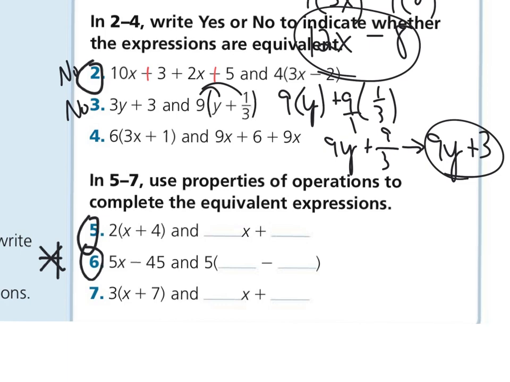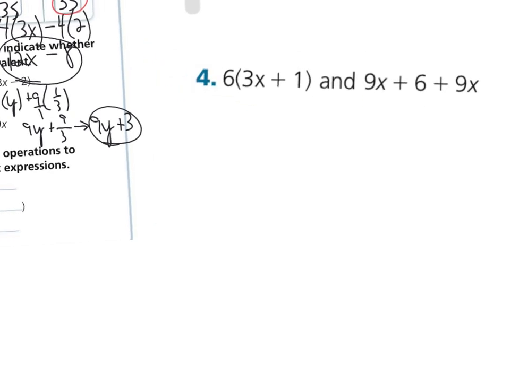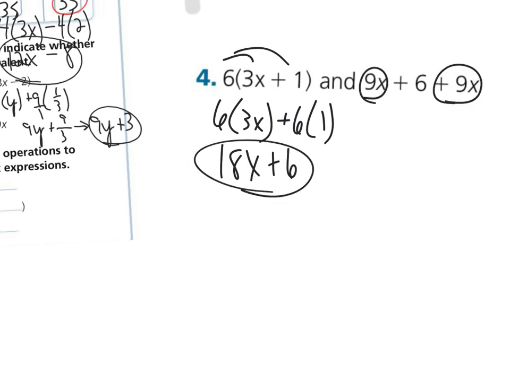And then on number 4, the first one we can distribute. So 6 times 3x plus 6 times 1. That would be 18x plus 6. And then the second one, we can combine our x's. That would be 18x plus 6. So those are equivalent.